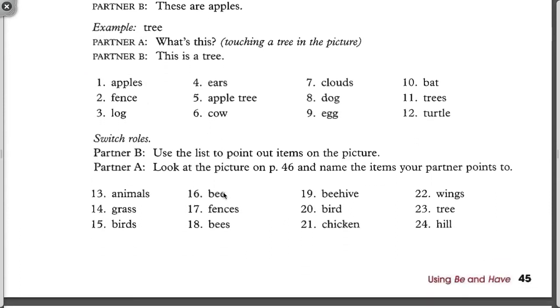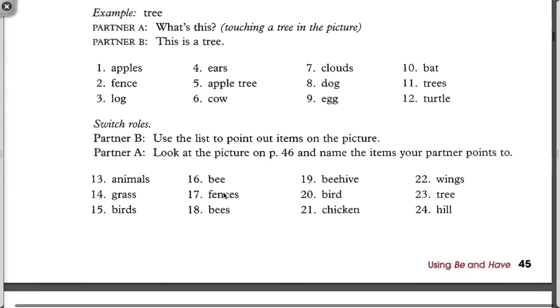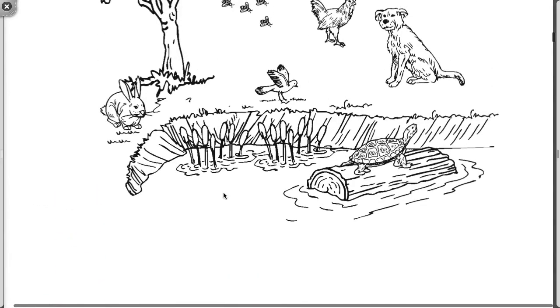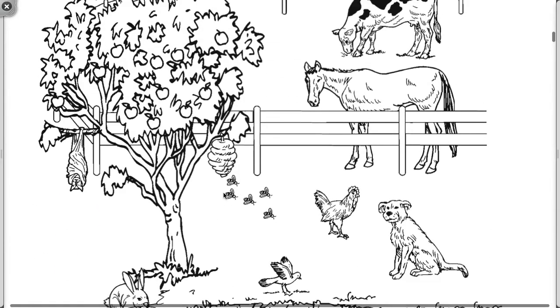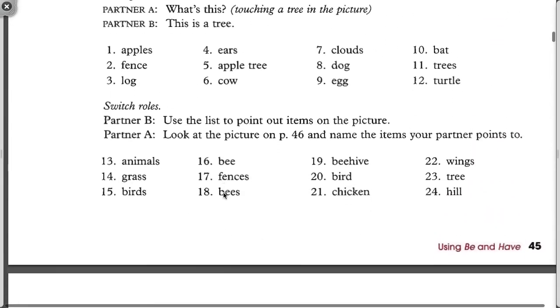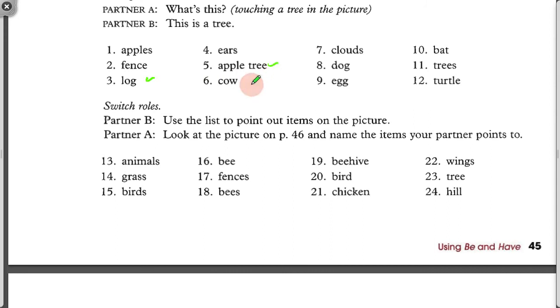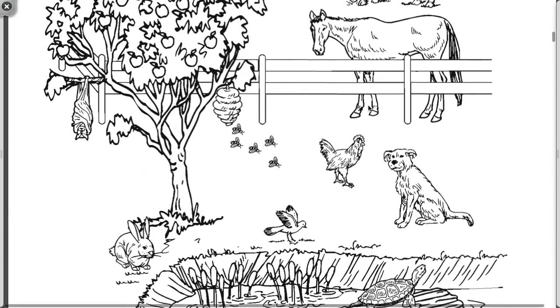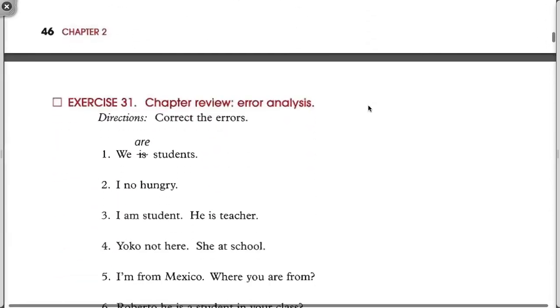Okay, here's more vocabulary. Looking at the pictures, the vocabulary on page 46. So we will look at the picture on page 46 here, and we would use the vocabulary here to talk about the picture. So you have apples, ears, fence, you have a log, apple tree, cow, various other objects of vocabulary to learn in this exercise that you can practice on your own with a partner. Again, if you have any questions, please let me know on the website.